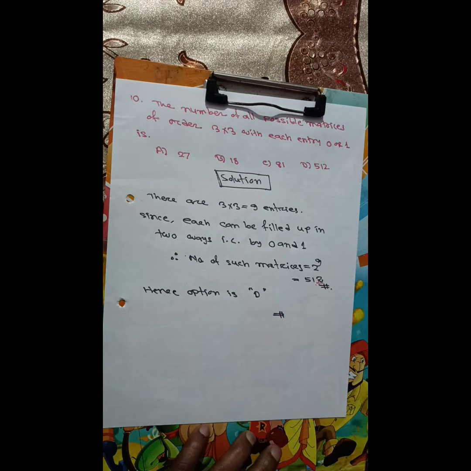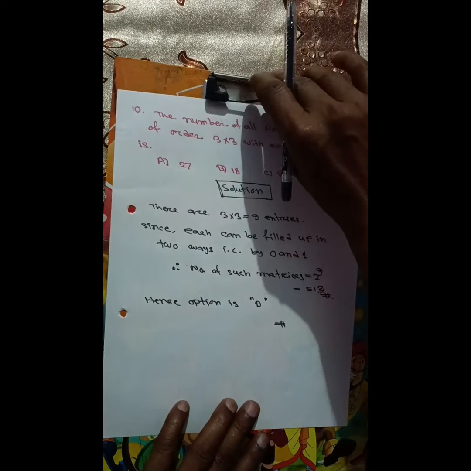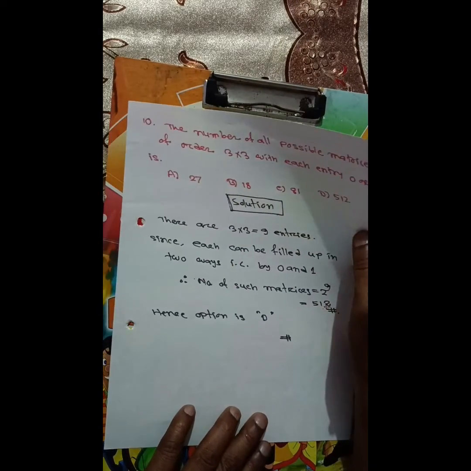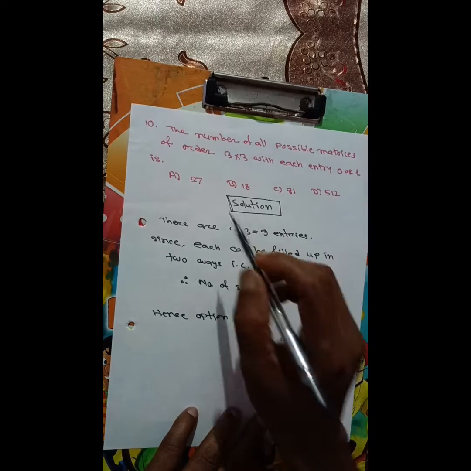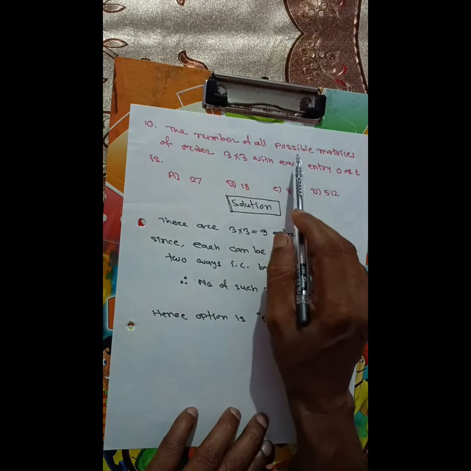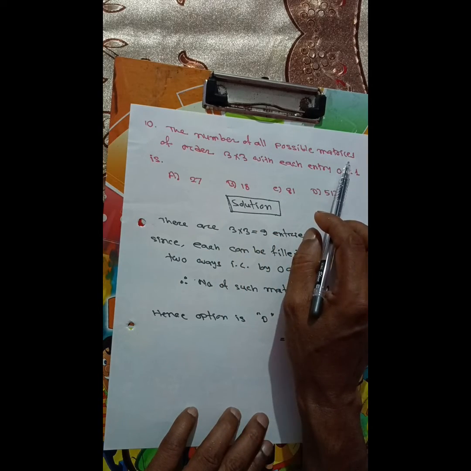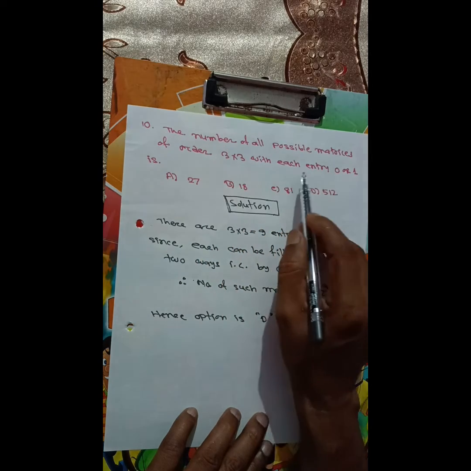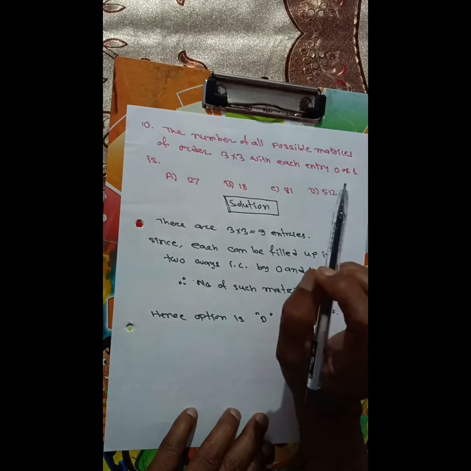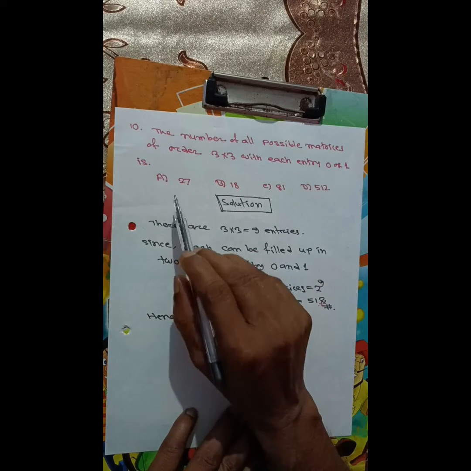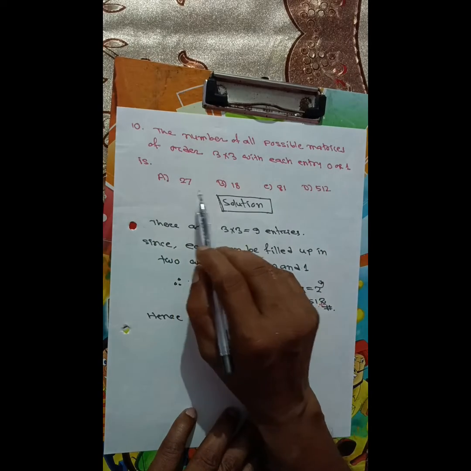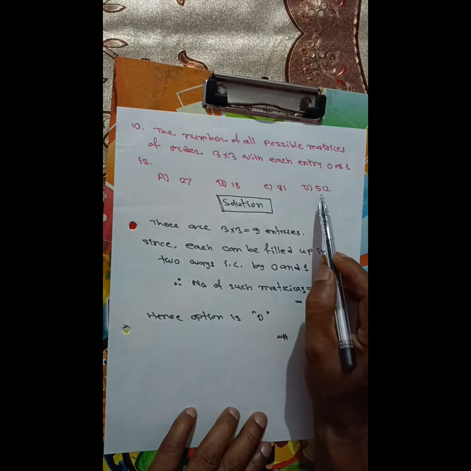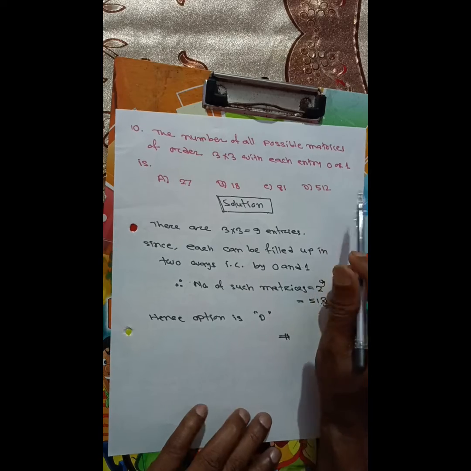Next, we are going to discuss the last problem of the exercise, chapter number 3, exercise 3.1. The number of all possible matrices of order 3 by 3 with each entry 0 or 1 is: option A 27, option B 18, option C 81, option D 512.